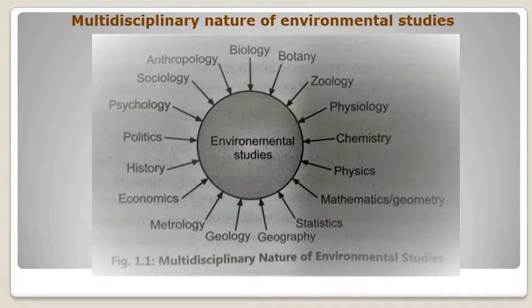Here, in biology, botany, and zoology, the study of living organisms, plants and animals, with their interacting environment is involved. In physiology, the physiological environment of the organism and how it interacts. In chemistry, chemical bonding and the chemical nature of substances are studied. Then in physics, different forms of energy are studied.